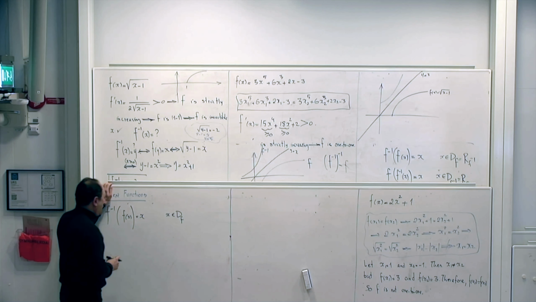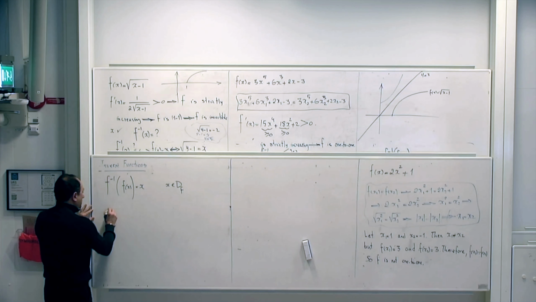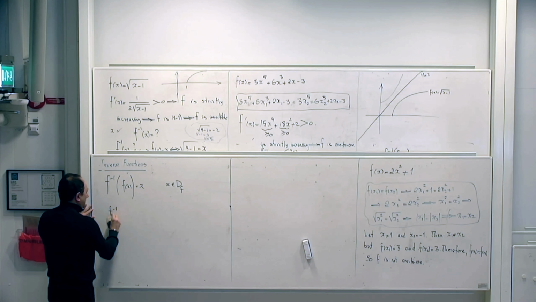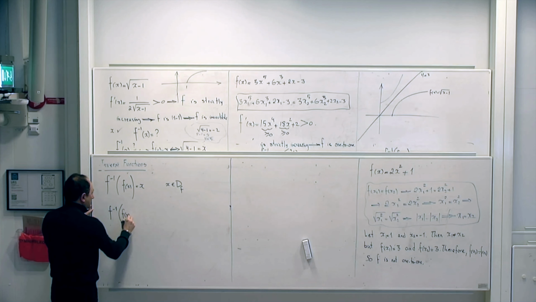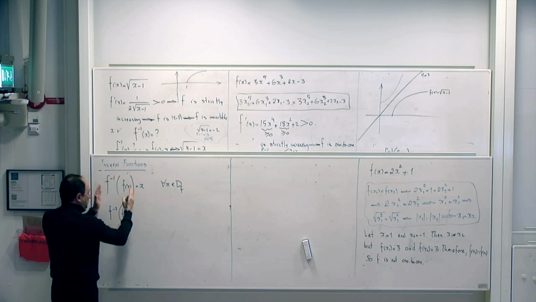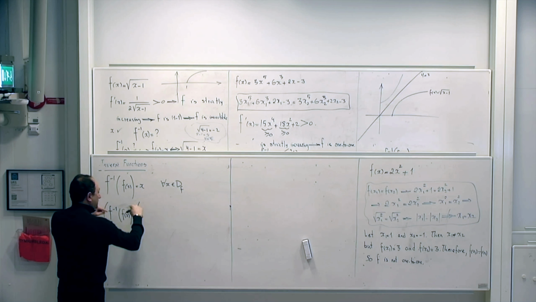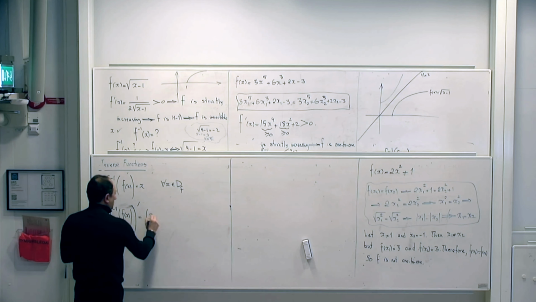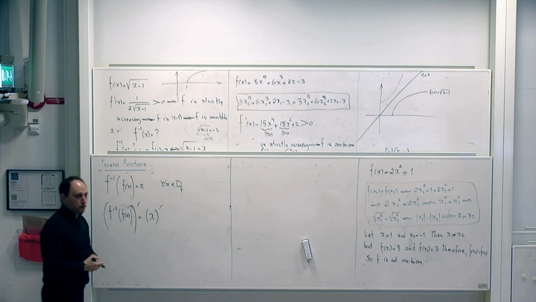I want you to differentiate both sides with respect to x. So how should we do that? I will do it like this. I would write it as f inverse of f of x, because if this is equal to x for every x here, then the derivative of the left-hand side with respect to x is equal to the derivative of the right-hand side with respect to x.